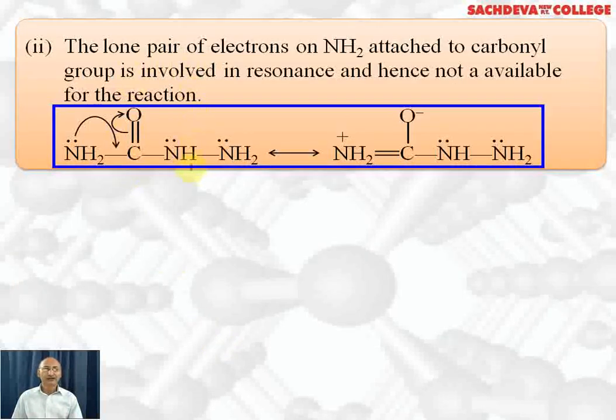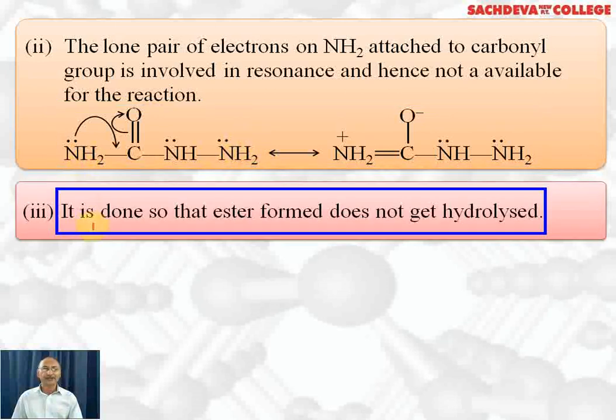The lone pair of electrons on the NH2 group takes part in double bond formation, and this pair of electrons forms a negative charge here. Due to this resonating structure, this hydrogen cannot take part in removal of water. Only this hydrogen can take part in removal of water, and this is available, this one is not available. And esters are removed as they are formed, so that the ester formed does not get hydrolyzed.